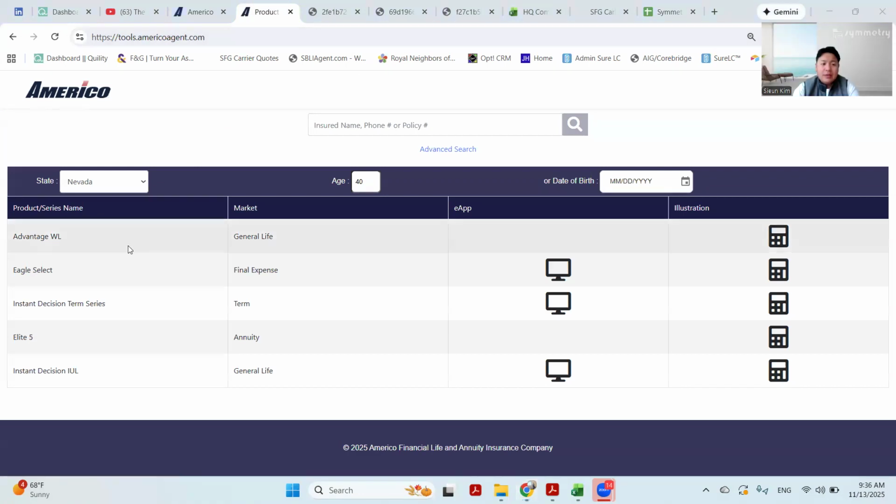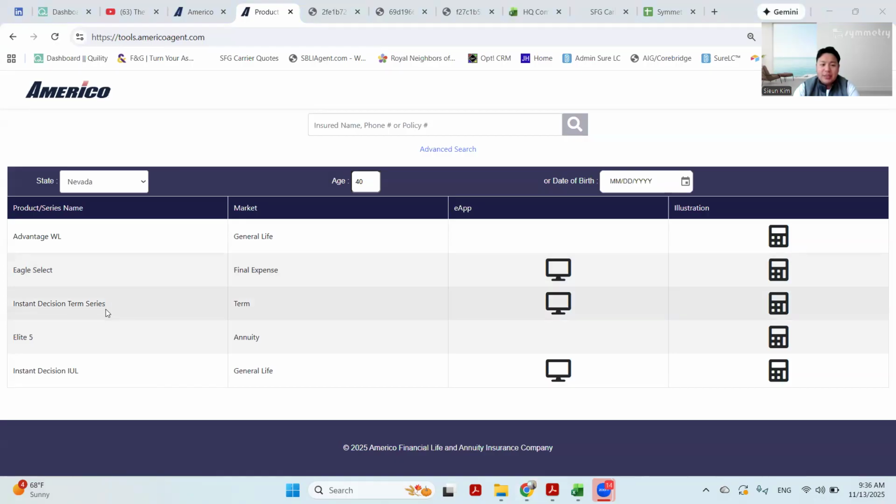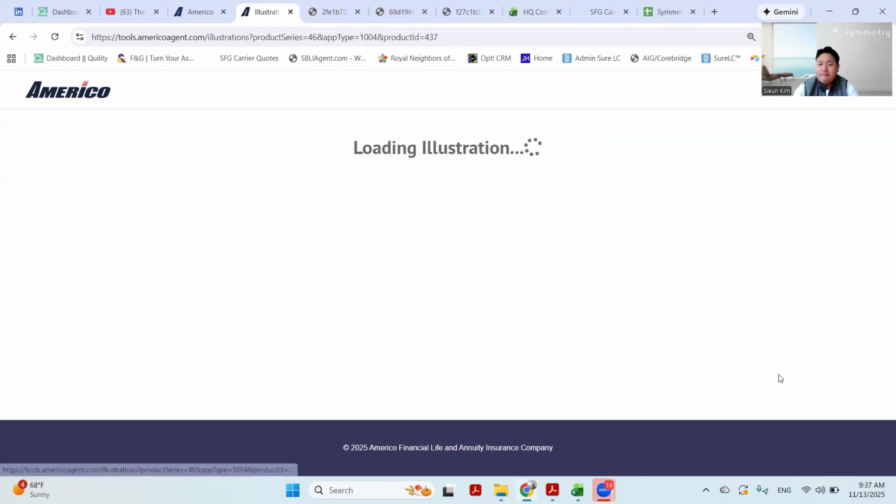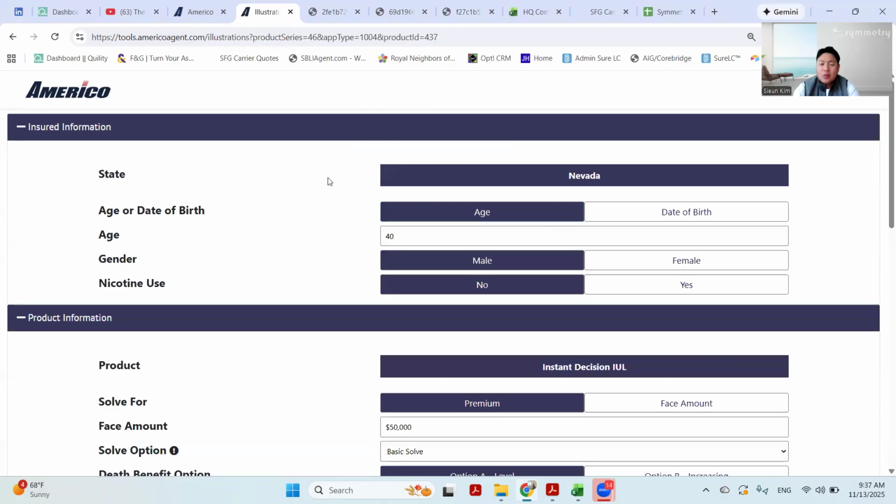Great products. Eagle Select, Instant Decision Term Series, and lastly, Instant Decision IUL. So let's talk about that real quick. This one is one of the best priced IULs in the country. I'm not saying it's necessarily the best in terms of growth and all that stuff, but IUL is such a flexible plan, and not everybody wants a max funded IUL that's going to cost them $500, $1,000 a month.